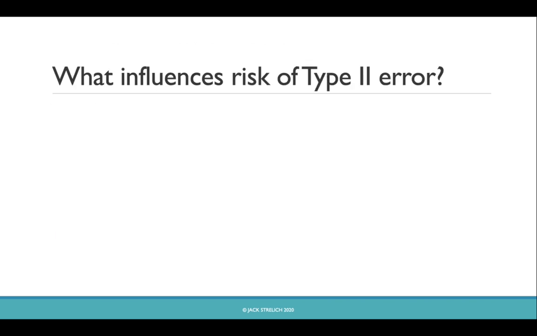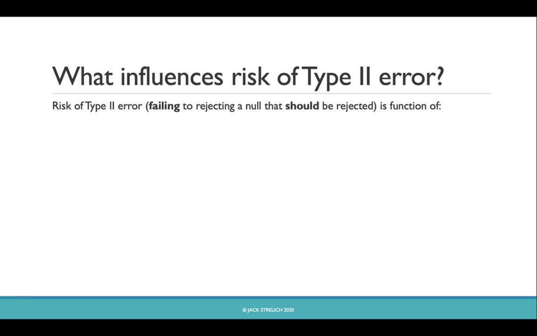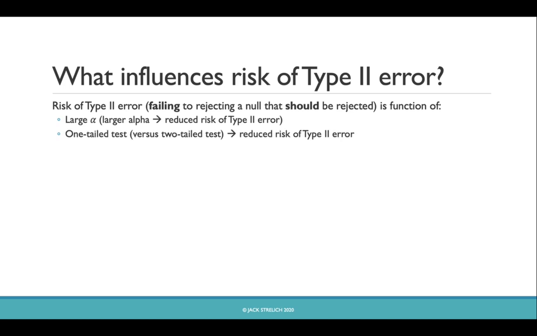So we talked about factors influencing the risk of type 1 errors. Now let's talk about factors influencing the risk of type 2 errors. The risk of a type 2 error, failing to reject a null that should be rejected, is a function of alpha. The larger the alpha, the smaller our risk of a type 2 error. Running one-tailed tests versus two-tailed tests also reduces our risk of type 2 error. But there's a trade-off here. Both of these also increase the risk of type 1 error.